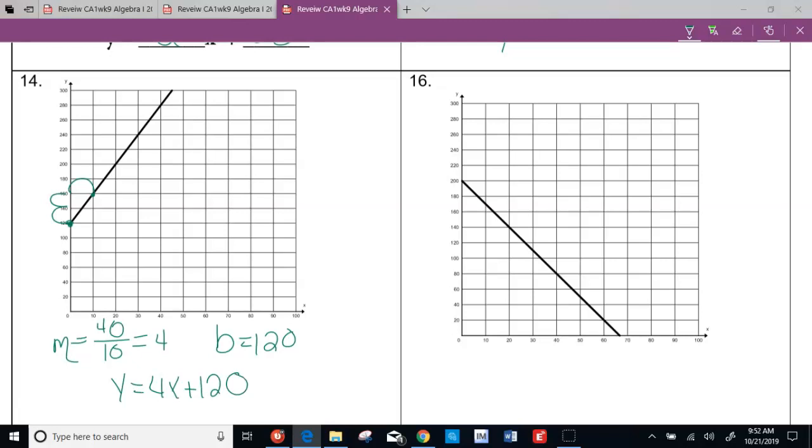Let me double check everything here. 20, 40, 40 divided by 10. Yes, it is 4. So that looks good there. You make this x a little bigger.